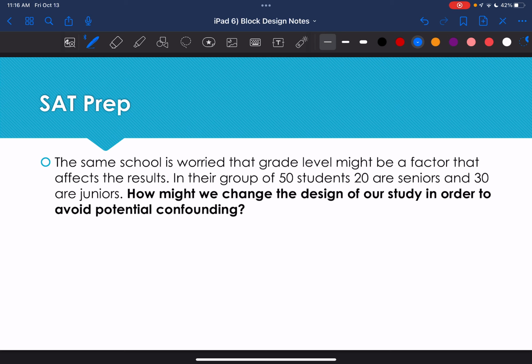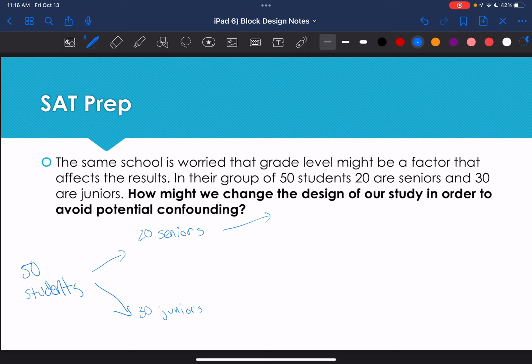So what we're going to do is take our 50 students, and we want to make sure that we get some juniors in the online, some seniors in the online, some juniors in the in-person, some seniors in the in-person. So the way we do that is we break it up. We break up our whole group into the 20 seniors and the 30 juniors. This is kind of like stratification. Remember, in our sampling method stratification, we break the group up and then take a few from each. This is called block design, and we're blocking. So that's the same idea as stratification.